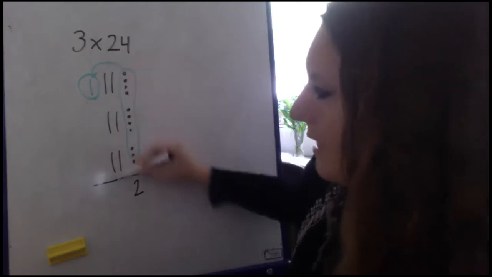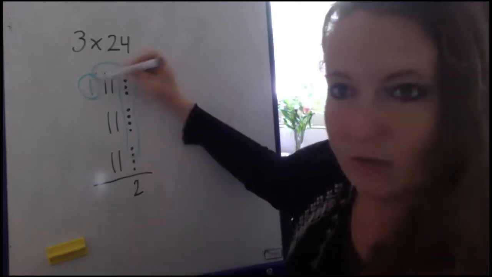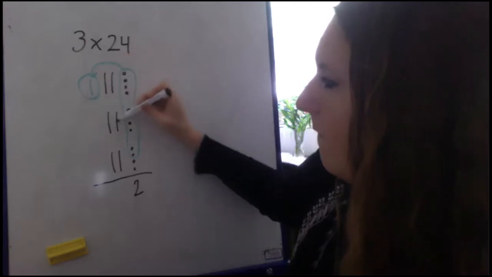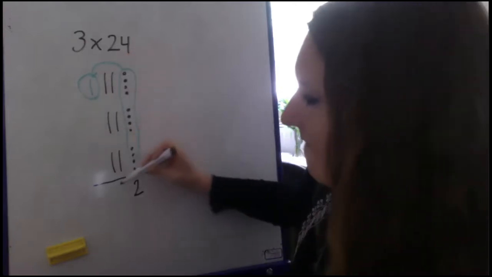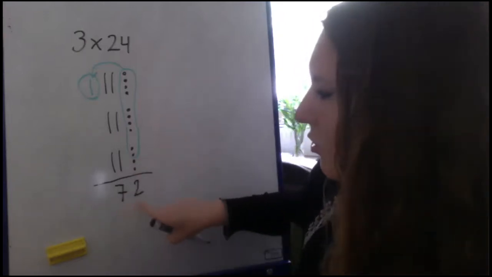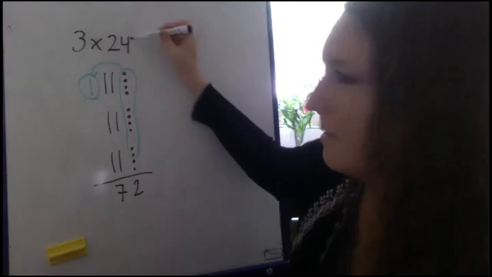I'm going to look at my tens column now. Remember to count the one that we regrouped. So this is 1, 2, 3, 4, 5, 6, 7 tens. So altogether I have 72. Now you could do this mentally as well.